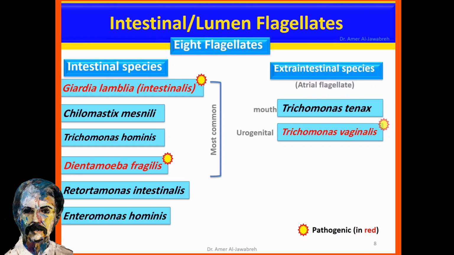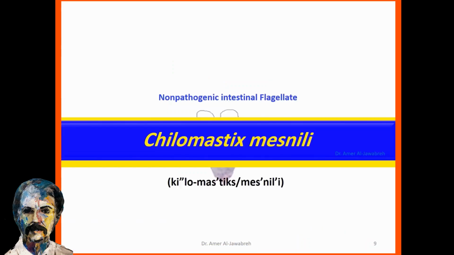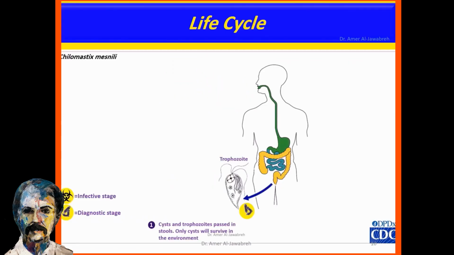And I have to point out that we have Trichomonas tenax in the mouth, Trichomonas vaginalis in the vagina, and Trichomonas hominis in the stool. 3 trichomonads. We will have them all together in this chapter. It's a non-pathogenic intestinal flagellate. It's not going to cause any diseases. This is the life cycle.